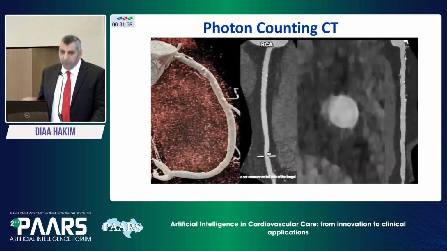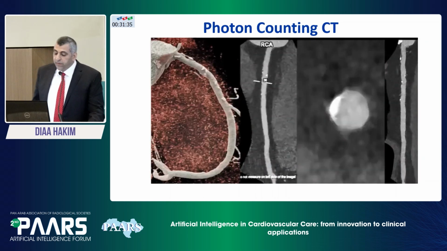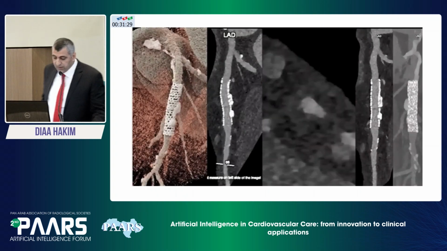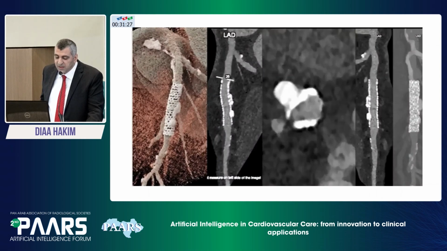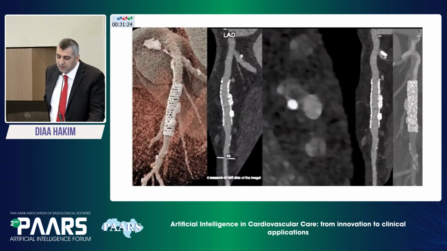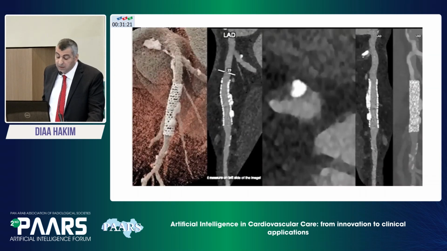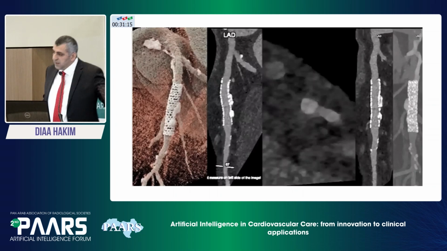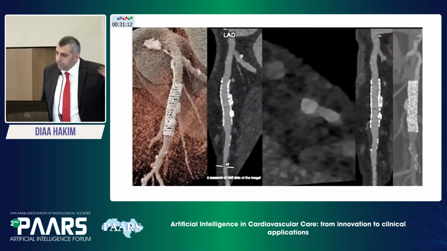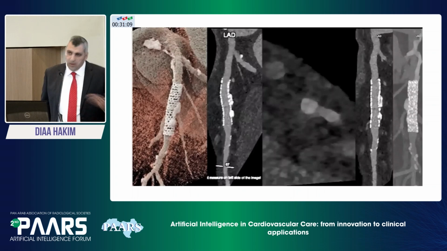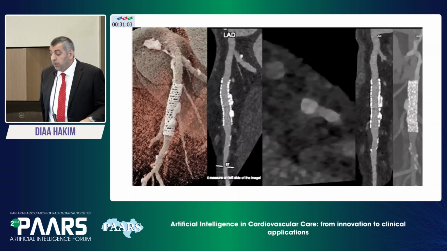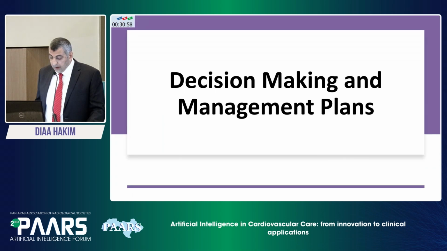So this will help us a lot in decreasing the false negative and false positive results. Even, as you can see here, the stents, you can see the details inside the stents, the struts. This is a stent in the LAD, the left anterior descending artery, and you can see clearly within the stent. So what does that mean? That will be translated into decreasing the error, decreasing the time, decreasing false negative and false positive cases, and also increasing the revenue and saving the hospital resources.